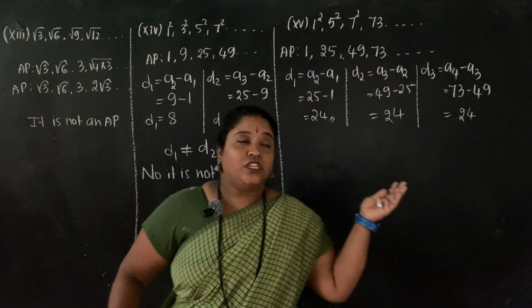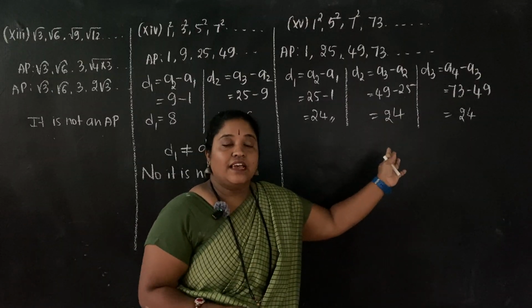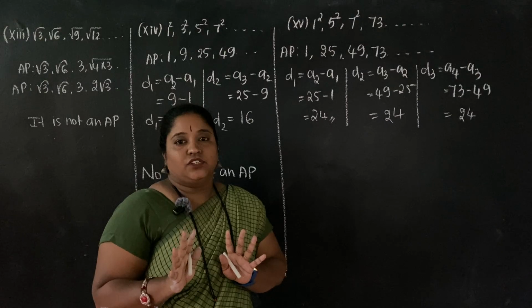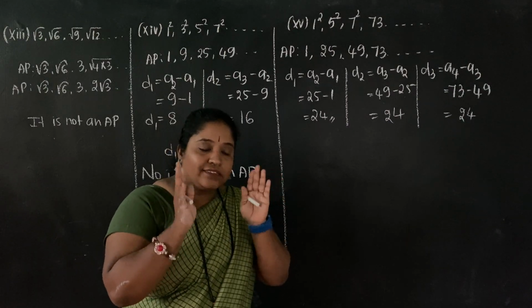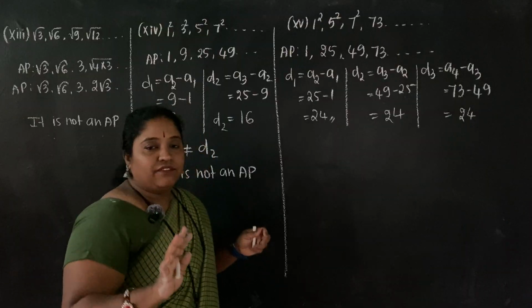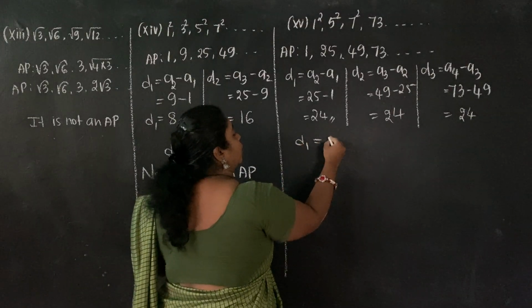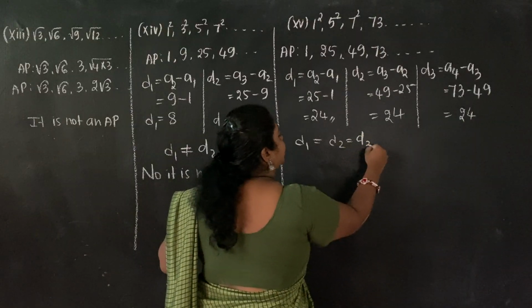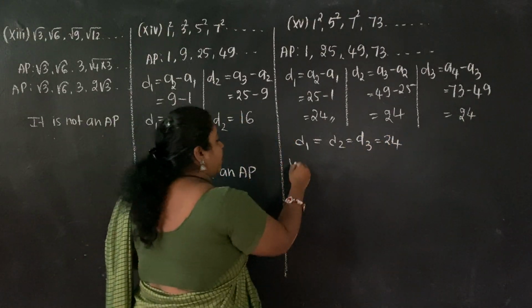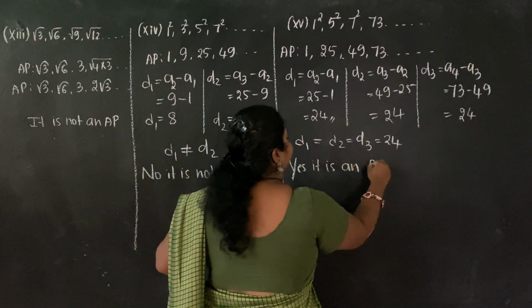Just by looking at the question, it seems like it is not an AP. But after simplifying it, we got all differences as same. So that is why I am telling you, don't take decisions as soon as possible. Understanding? Always think of it. Try to decide it. Try to simplify it. Think of it. And after that, you will become thorough with it. Okay. So I'll be having here D1 equal to D2 equal to D3 is equal to 24. Since all are equal to each other, I'll write here, yes, it is an AP. Okay, it is an AP.